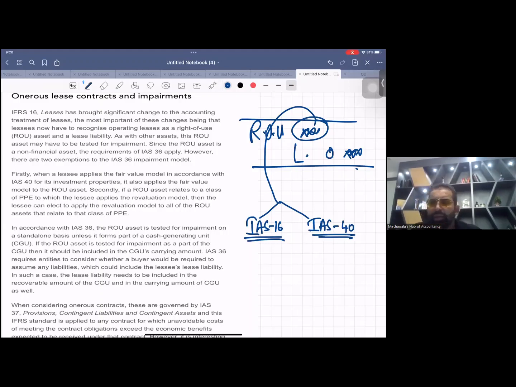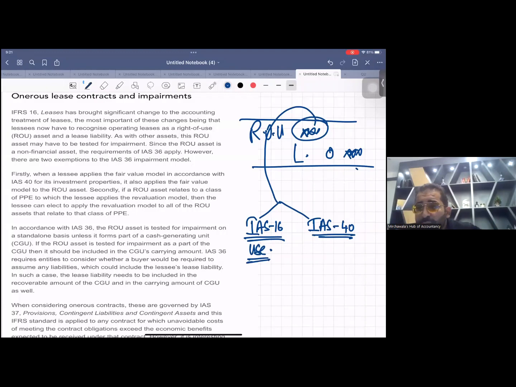For example, you have taken a machine on lease, and you are going to use that machine. Use, U-S-E. So whatever asset you use, you apply IAS 16. Whatever asset you use in your non-current assets, you apply IAS 16. So if you are using it, you apply IAS 16. Look at here, smart students.